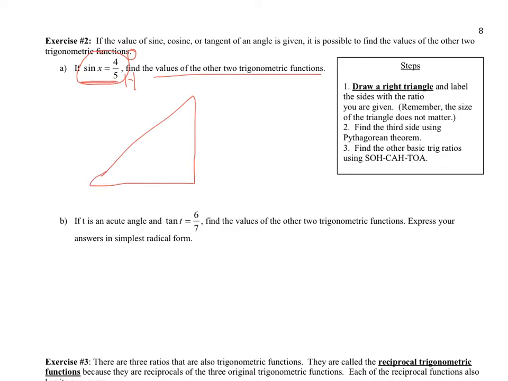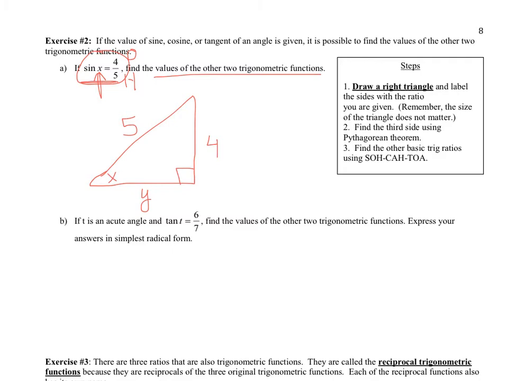So I draw my triangle, right angle. I'm going to put my x here to go with my angle. My opposite is 4, and my hypotenuse is 5. So you might recognize this as a Pythagorean triple, but even if you don't, you can always use the Pythagorean theorem to find the missing side.